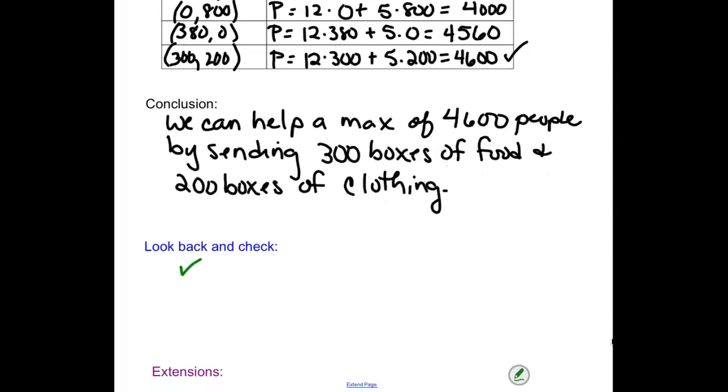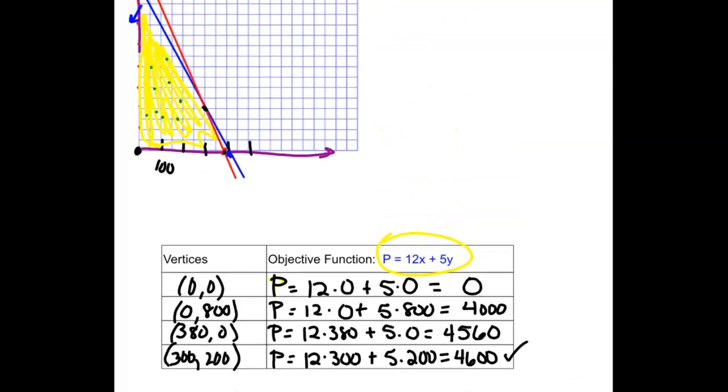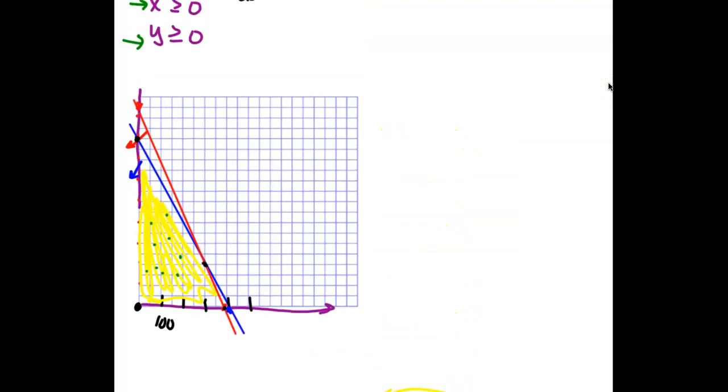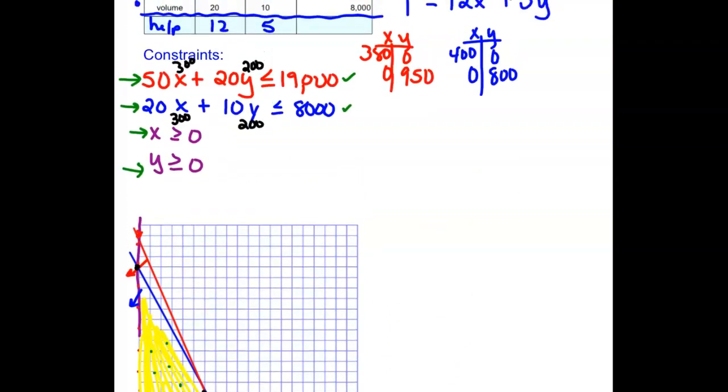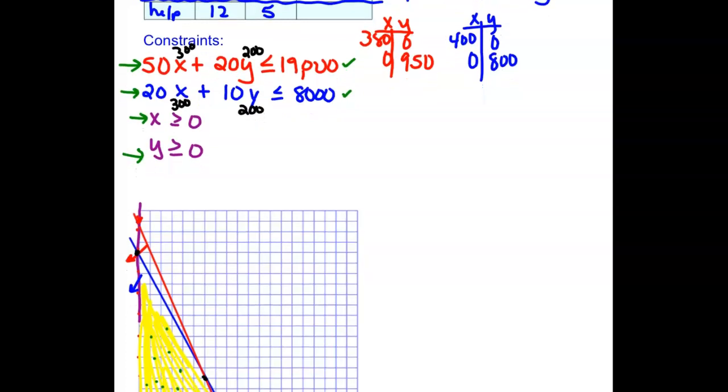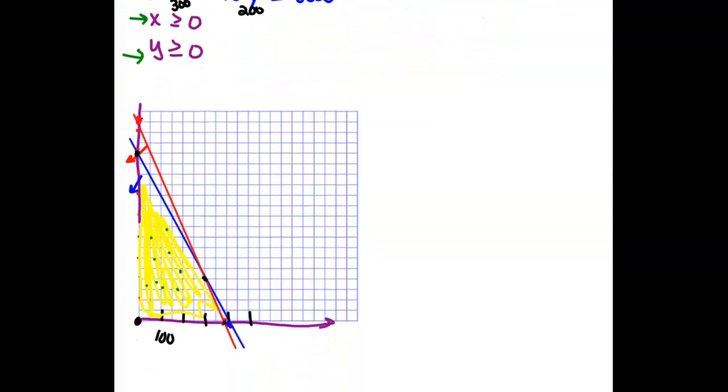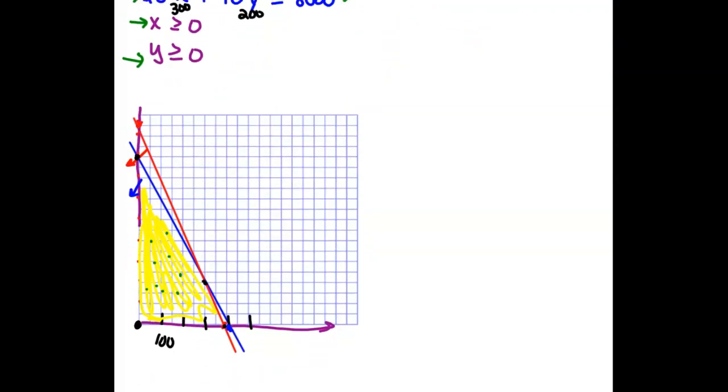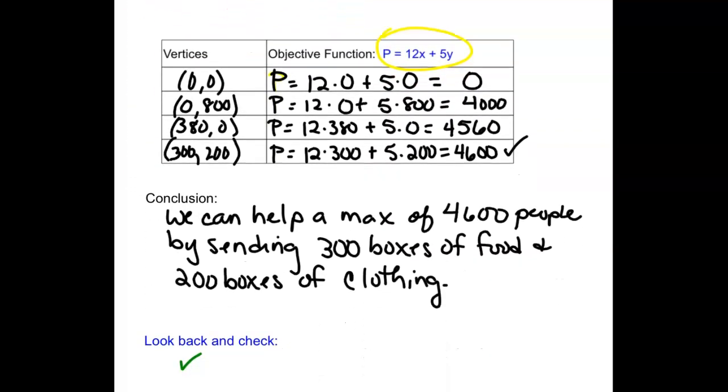The last thing that we want to do is think about what other extensions we could make with this question. We could look at other items that maybe need to be shipped. Maybe we want to add a constraint, add a requirement that we ship some medical kits. Or maybe we have a plane that can hold more cargo, and so our 19,000 and our 8,000 might change. That would change our graph, which would change our vertices, which again would change the number of people we could help. But there are some other things we could analyze and try to see what we could do to come up with a larger maximum of people that we could help.